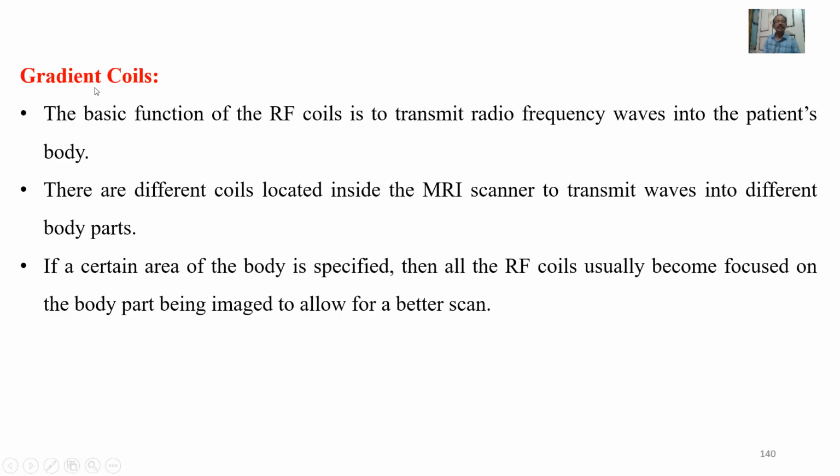RF coils. The basic function of the RF coils is to transmit radio frequency waves into the patient's body. There are different coils located inside the MRI scanner to transmit waves into different body parts. If a certain area of the body is specified, then all the RF coils usually become focused on the body parts being imaged to allow for a better scan.